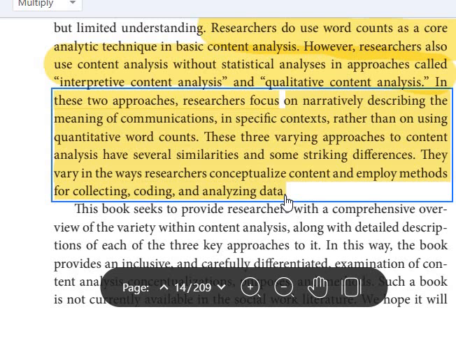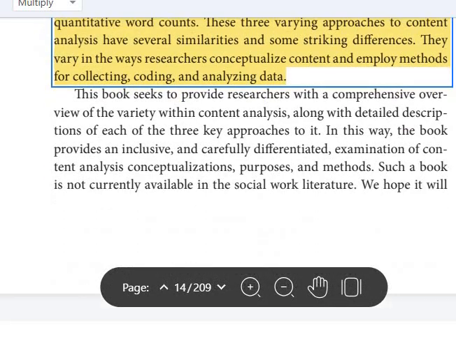Now let's move on to the next one. So these three varying approaches to content analysis have several similarities and some striking differences. They vary in the ways researchers conceptualize content and employ methods for collecting, coding, and analyzing data. Okay, let's move on to the next page, where we define the concept of content analysis.